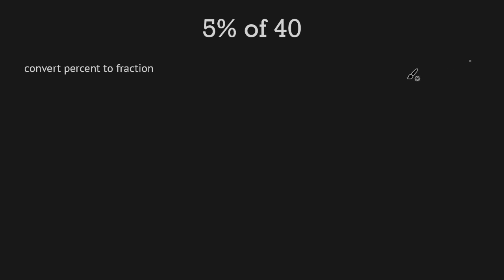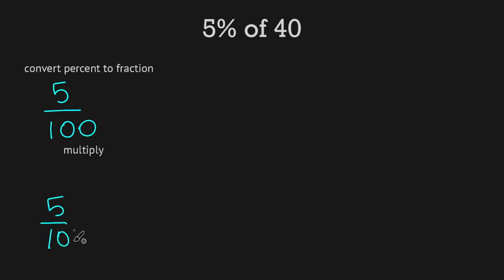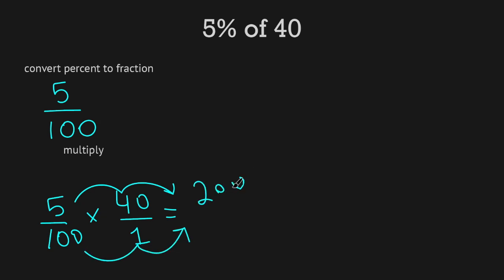The first way is to convert the percent to a fraction. 5%. And then we simply multiply. So 5/100 times 40, we know that we multiply this and we multiply this. 200 over 100, and it's the same as 2. So 5% of 40 is 2.